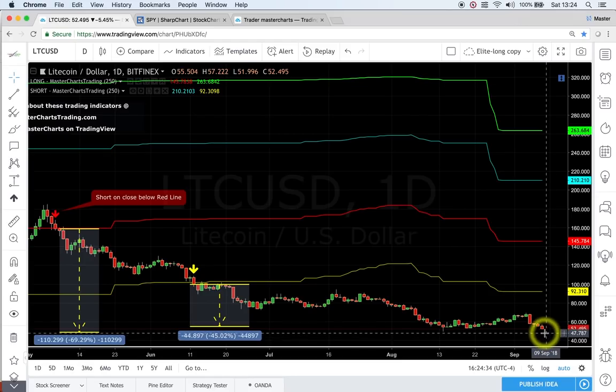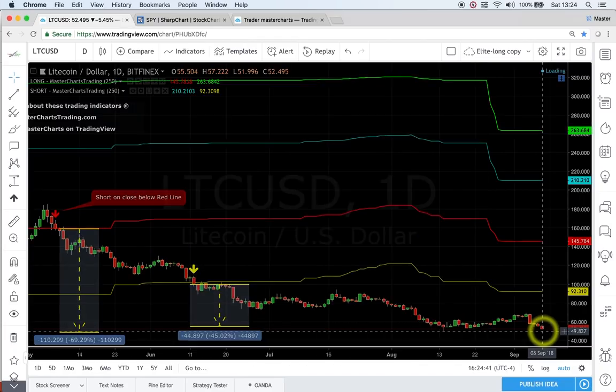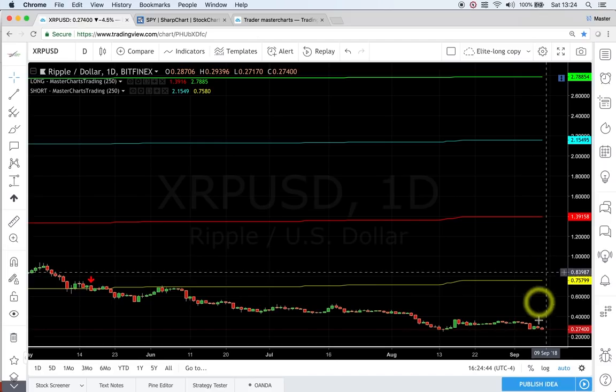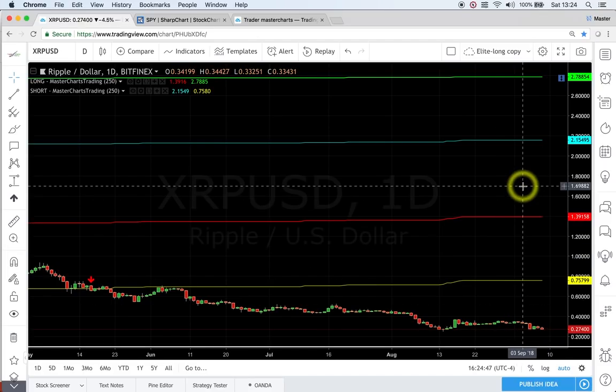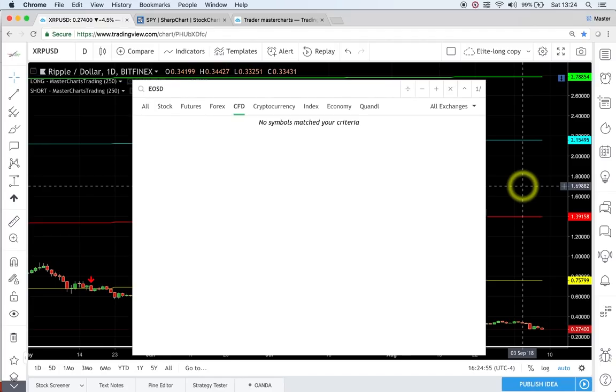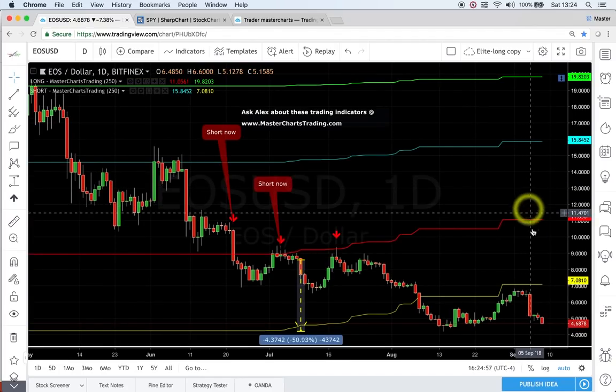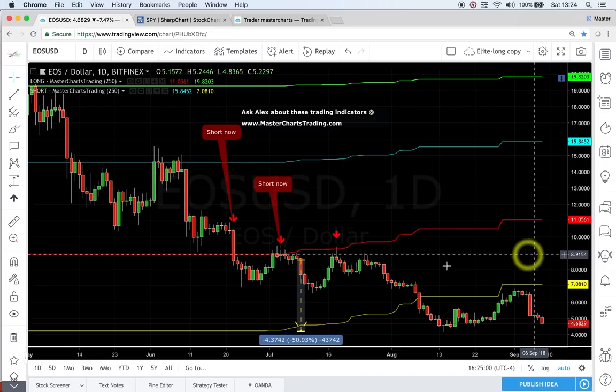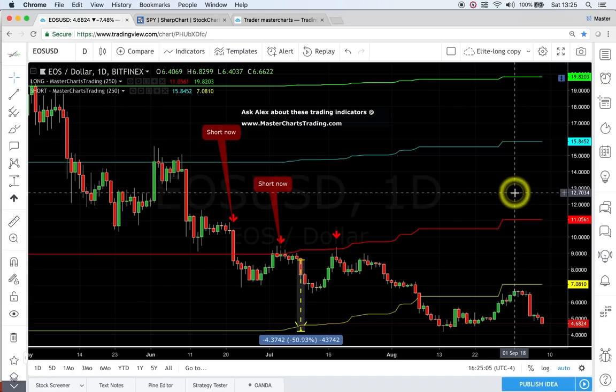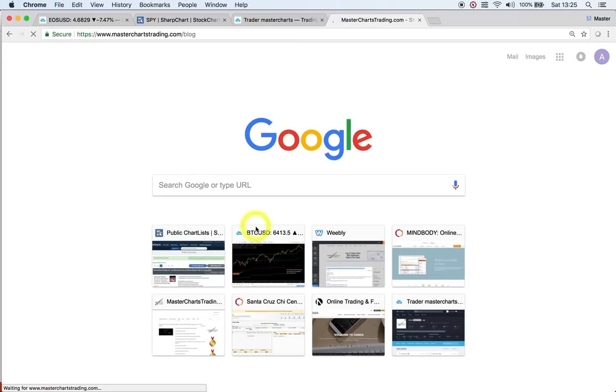Litecoin is also approaching fresh lows. I don't see anything on this chart to indicate a bottom. XRP USD, Ripple, same thing, approaching fresh lows. I think pretty soon we're going to have an ETF that can just trade the basket of cryptocurrencies. And here is EOS USD, another cryptocurrency that I don't know what they do, but this is a bearish chart, and it should be shorted as a bearish chart. Alright, that's it for this week's recap.